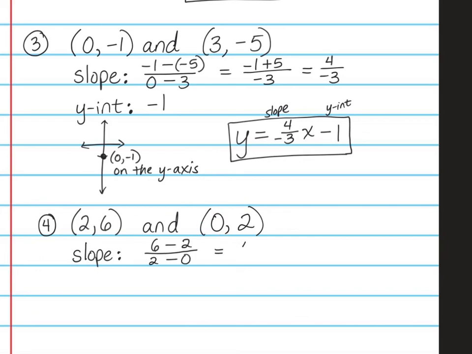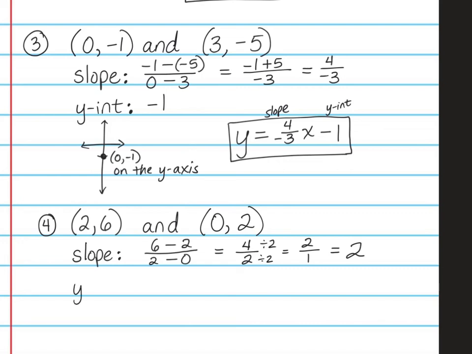6 minus 2 is 4. 2 minus 0 is 2. I can simplify this by dividing by 2, so that gives me 2 over 1. 2 over 1 can also be simplified to just 2.